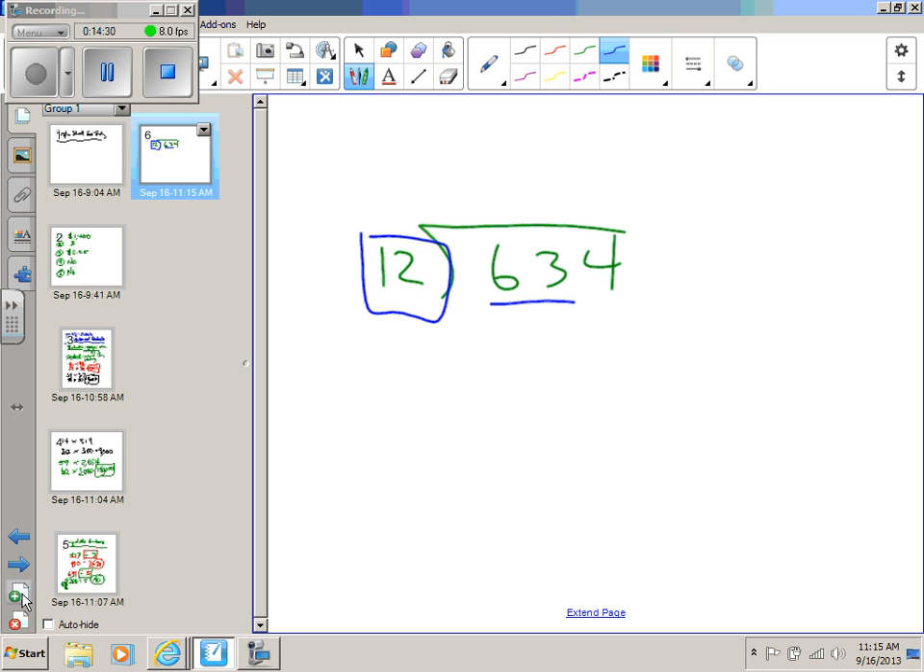Do you know your 12s well enough? Well, we don't know for sure yet. Let's see what we're working with. I mean, you know some of your 12s, right? 12, 24, 36, 48, 60. Would I have 63? So if I make this a 60 with a 0, how many times does 12 go into 60? 5 with how many left? The 0, right? 50.